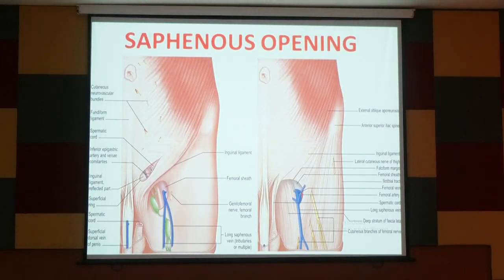Now, here you will see the saphenous opening, the femoral sheath is here, and one or two lymph nodes, and the long saphenous vein. This is the inguinal canal, and the reflected part of the inguinal ligament is this part, and this is the pubic tubercle. This is the superficial ring, and this is the femoral sheath here.